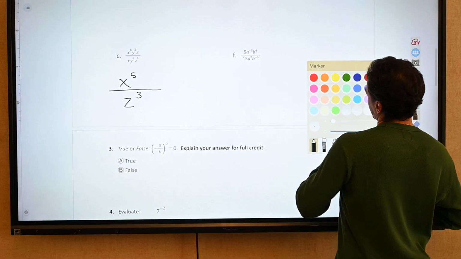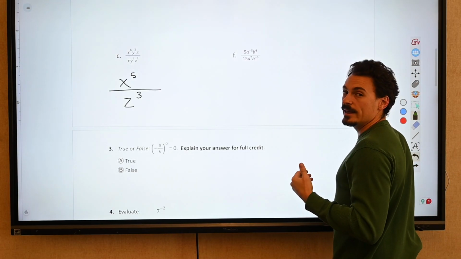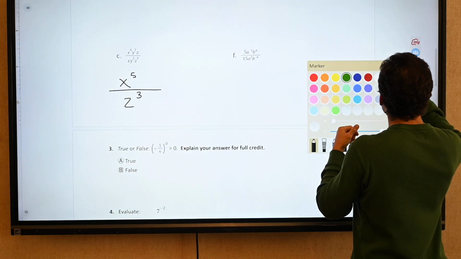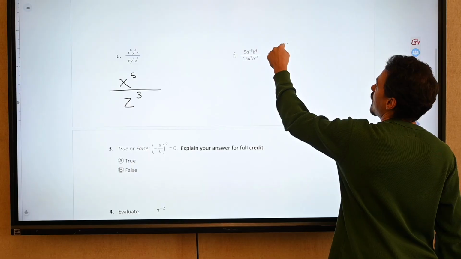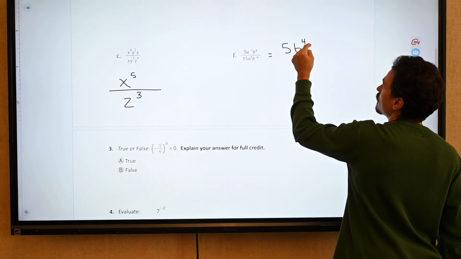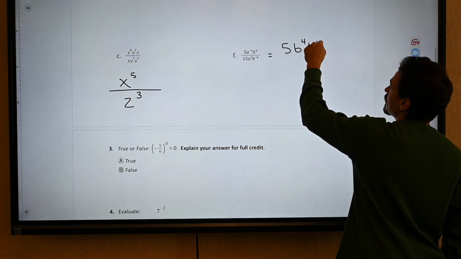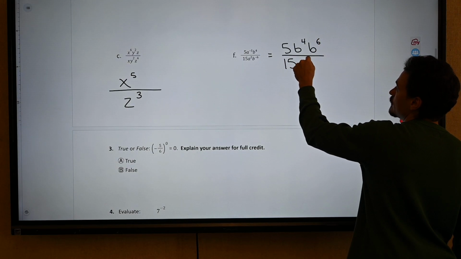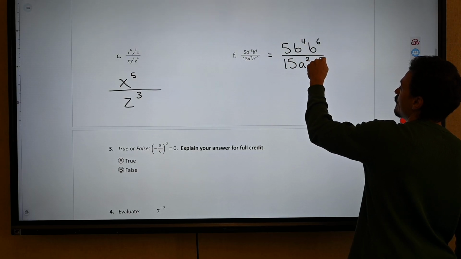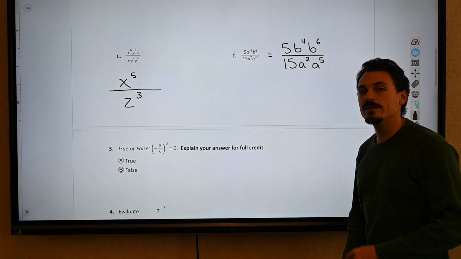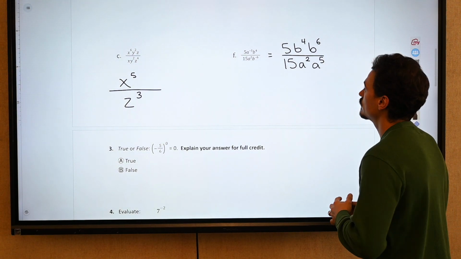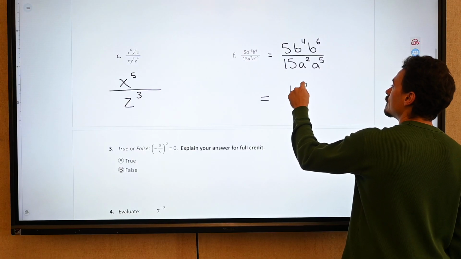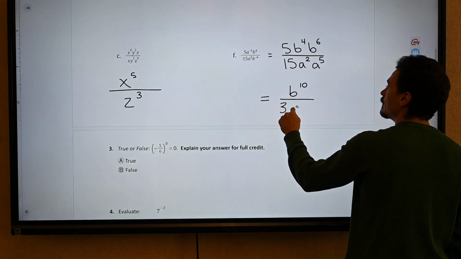On this question, you're going to want to take the negative exponents and make them positive. Flip it, make it positive. So right here, I get 5b to the 4th, b to the 6th, over 15 a to the 2, a to the 5. So now I no longer have negative exponents. This is the negative exponent rule. So that's going to equal b to the 10th over 3 a to the 7th.